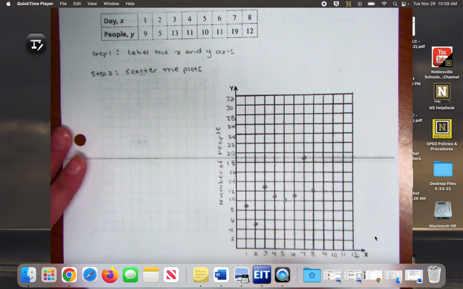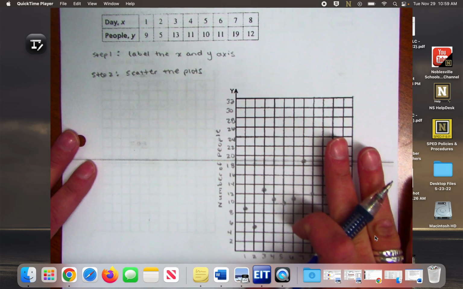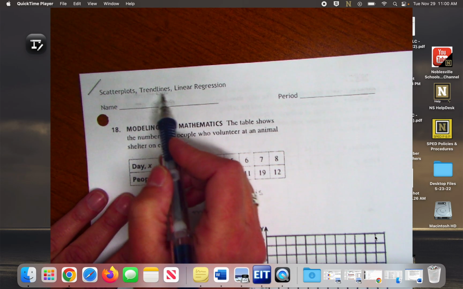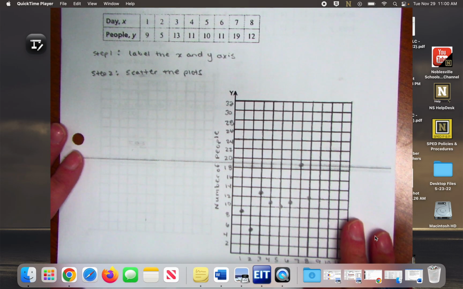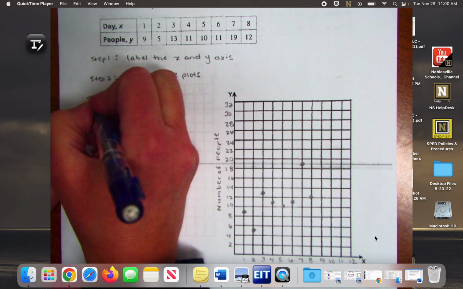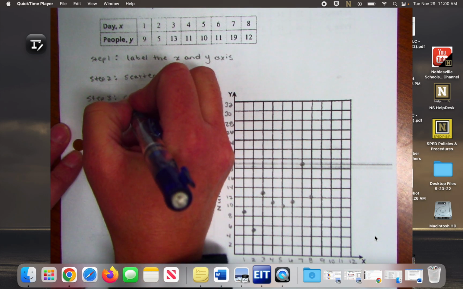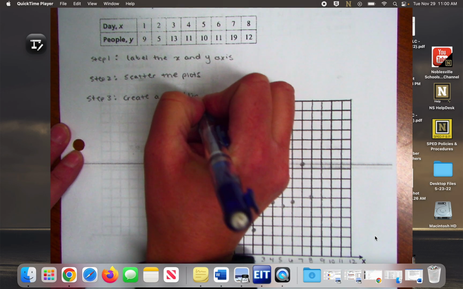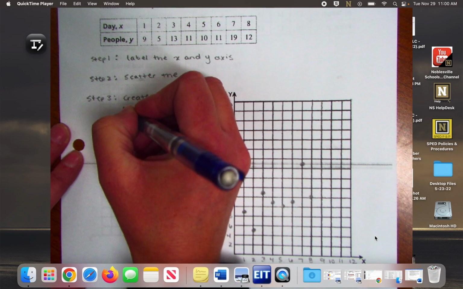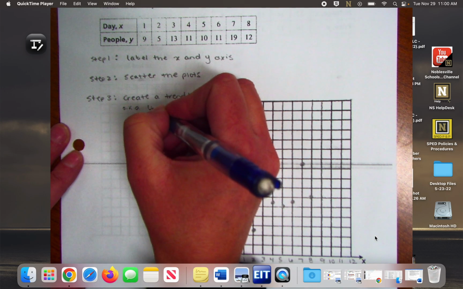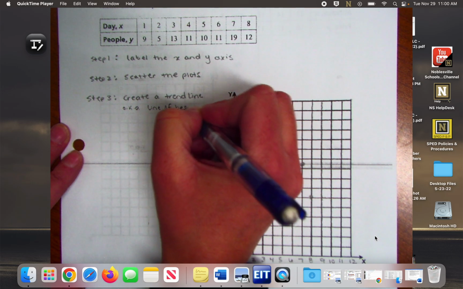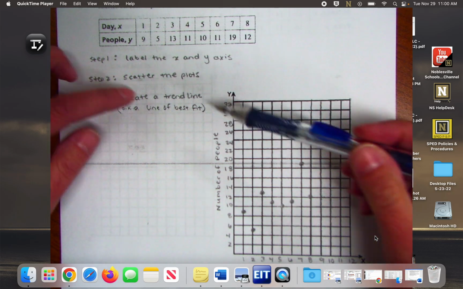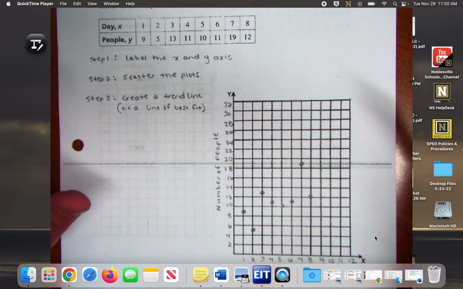Okay, so we can kind of see a trend happening here, hence trend lines. So we scattered our plots, and now we're going to create a trend line to represent. Okay, so step 3, create a trend line, which is also known as, aka, line of best fit. Okay, so you might hear someone say, what's the trend line? What's the line of best fit? They're talking about the same thing.